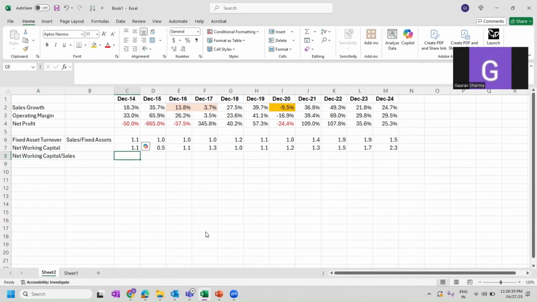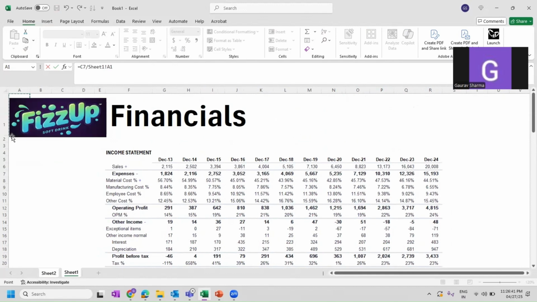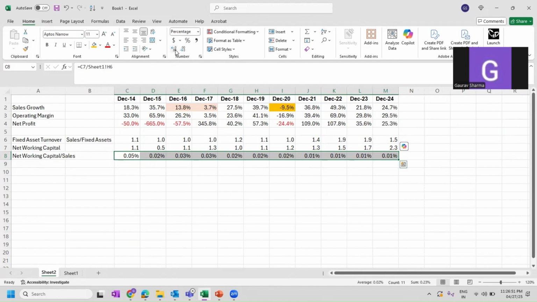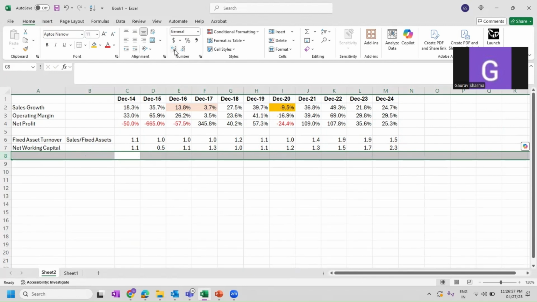So I'll just see how this ratio fares as compared to the sales that I am making. Express this in the form of percentage. Okay, not usable. Let's delete it for now.